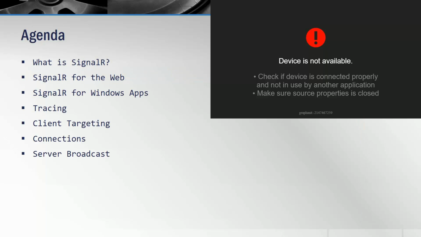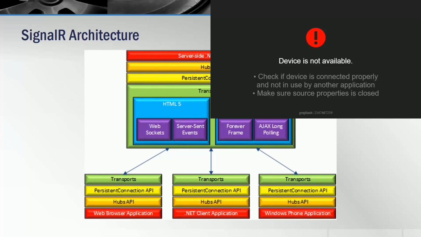So a quick overview of our agenda. We're going to talk about what it is. We're going to talk about SignalR for the web. We're also going to talk about SignalR for Windows apps. A lot of times when folks talk about SignalR, and in fact when I named this presentation, I said the two-way web, but it also works inside of Windows apps. It'll work inside of any .NET app or web app. And then how to do tracing. This is pretty useful when you're trying to debug, targeting individual clients, how the connections work, and then server broadcast. So, lots to talk about. We're going to try and get into the meat of it pretty quickly.